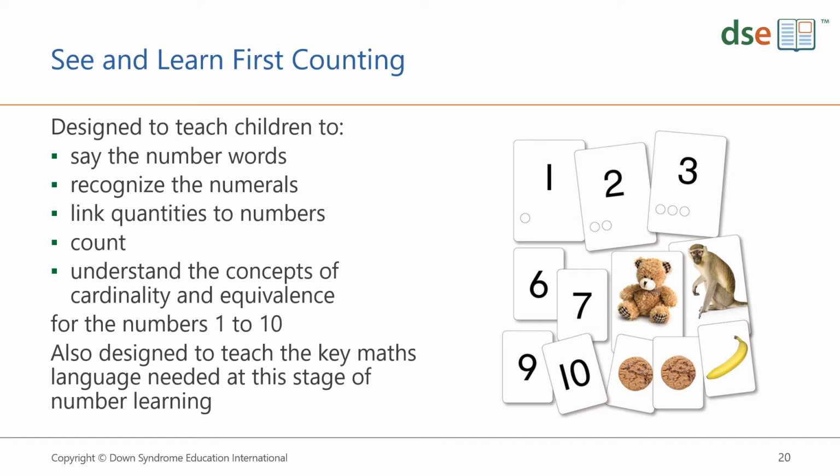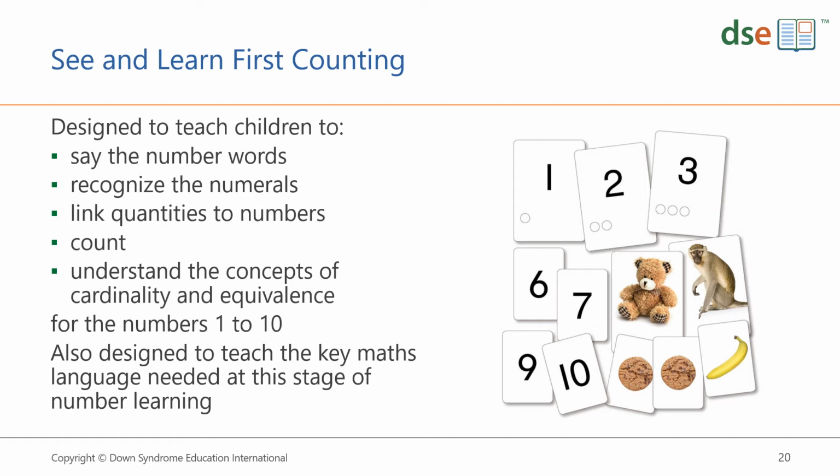Now I'm going to focus in on See and Learn First Counting, which is the one that is published and available. And this goes through that list on the screen. There are 6 activities in First Counting. And I'm going to say a little bit more about each one on subsequent slides. But they're teaching children to say the number words, recognise the numerals, link numbers to quantity, and understand the concepts of cardinality and equivalence for numbers 1 to 10. And indeed, in fact, we advise you to step through the levels of understanding with only numbers 1 to 5 first, before we start to work with larger numbers.